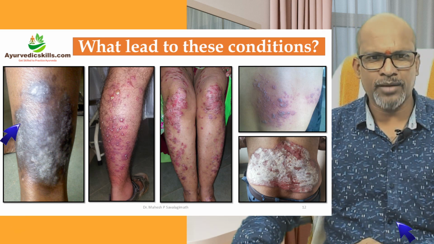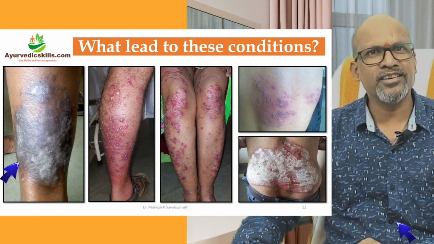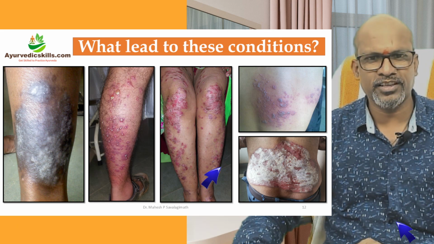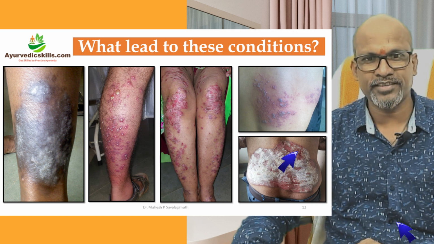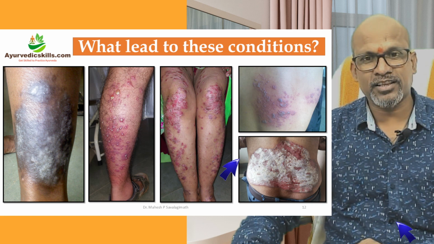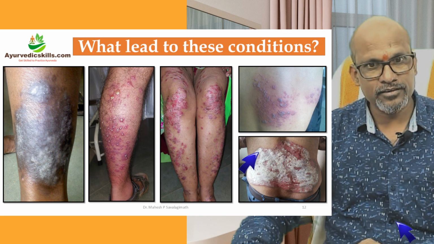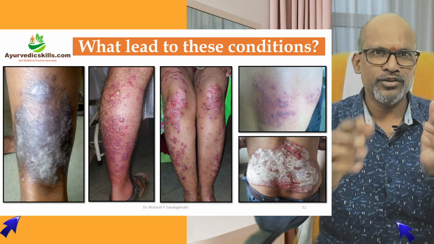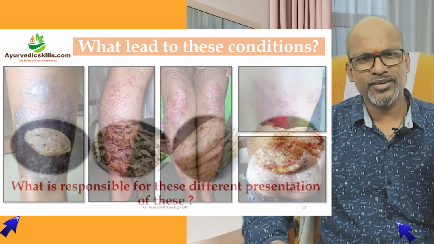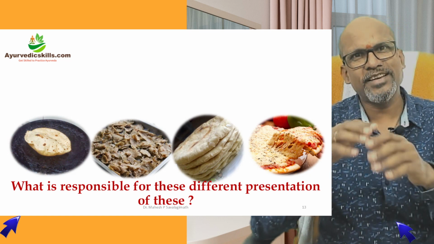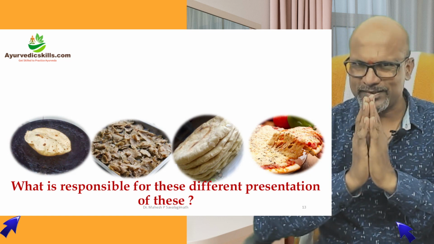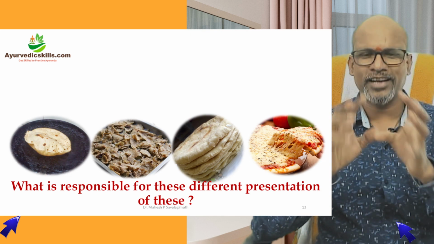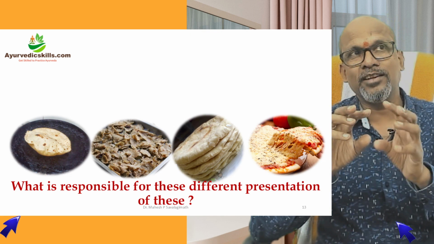Here, hyperpigmented, dark, hard, thick lesions are there. Here, pustular lesions are there. Here, scaly lesions are there, slightly oily, scaly. Here, vesicles are there. Here, thick, scaly lesions are there. So, what is responsible for this? What led to these conditions? It's something very important that we need to understand, which helps in selecting the right medicines in treating kushta.